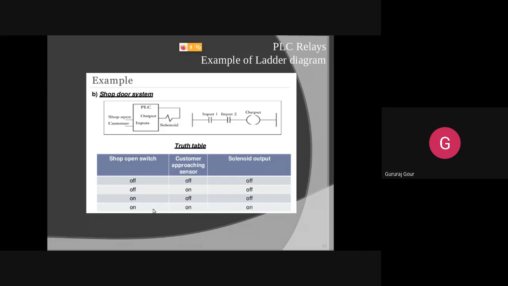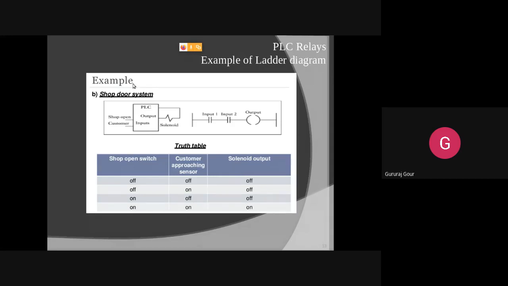Okay, from the shop. So customer comes and the shop is off, no, the customer won't get anything from the shop. Customer is not coming, shop is not opened, means it is nothing. Customer is not coming, shop is open means nobody is there, so there is no selling.